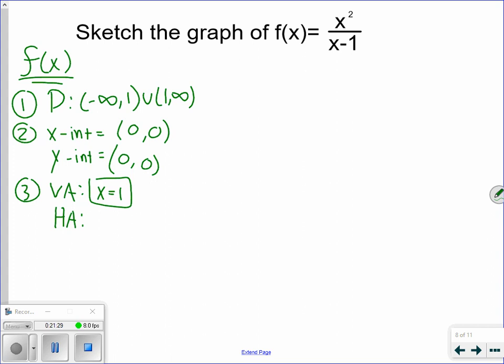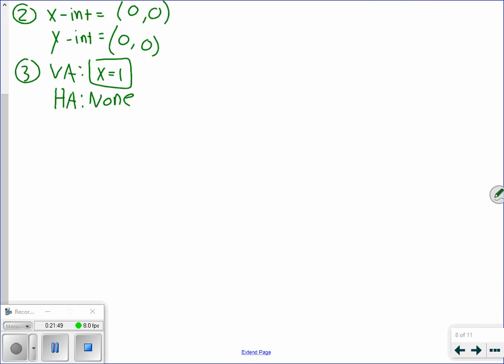For the horizontal asymptote, we have the numerator that is greater than the denominator, meaning that there is no horizontal asymptote. Whenever we don't have a horizontal asymptote, we usually have a slant asymptote. Notice the difference in the powers, 2 to 1. So we do have a slant asymptote. So that's what I would like for us to find next. There is no horizontal, but there is a slant.